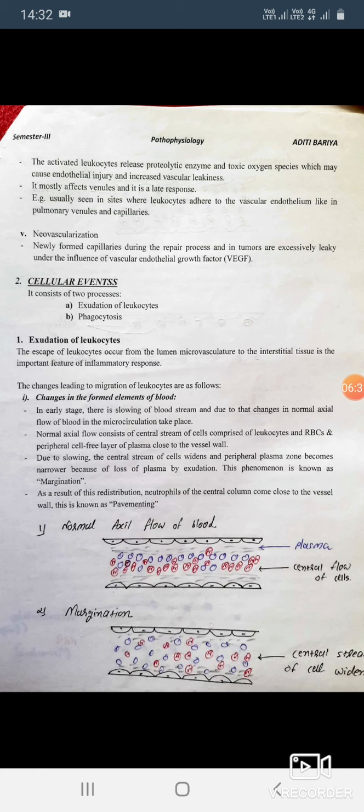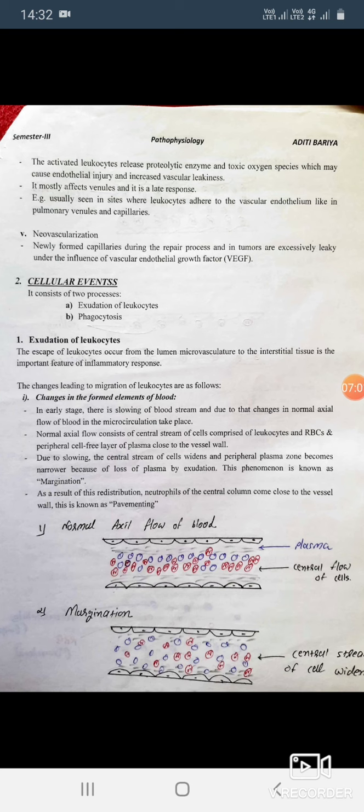When any blood flow becomes slow, the blood cells flowing in the center widen, and that also goes near to the blood vessel wall, right? And the peripheral plasma zone becomes narrower, because of the loss of plasma by exudation, and this phenomenon is known as margination. Margination, you can see the second image of margination.